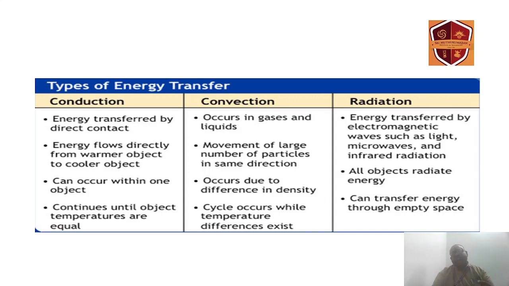Convection, in simple words, is solid plus liquid medium. It is one of the modes of heat transfer. Radiation is an electromagnetic wave phenomenon. The best example is the sun rays reaching our planet Earth. Radiation means electromagnetic wave phenomena such as microwaves and infrared radiation, and all objects radiate energy, which can transfer energy through empty space.